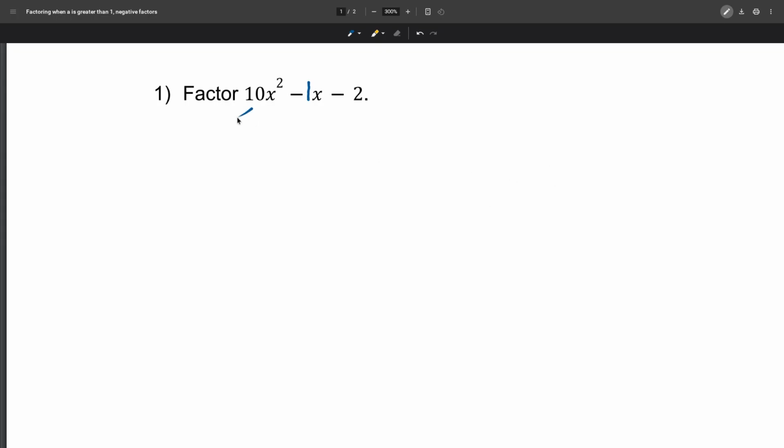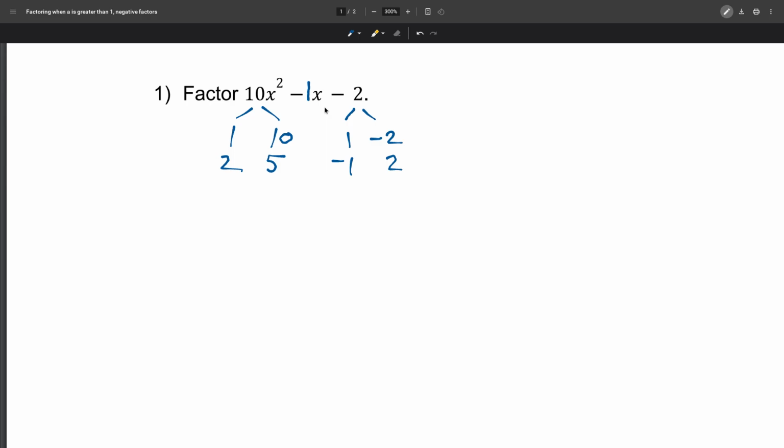I'm going to list the positive factors of 10 to start. So we'll do 1 and 10 and 2 and 5. Now I know when I list the factors of negative 2, I've got to have one positive and one negative. So I really got to have 1 times negative 2 or negative 1 times positive 2. Now we want the sum of the products of the factors. So when I match up a pair from here with a pair from here, I want the sum of those products to equal negative 1.